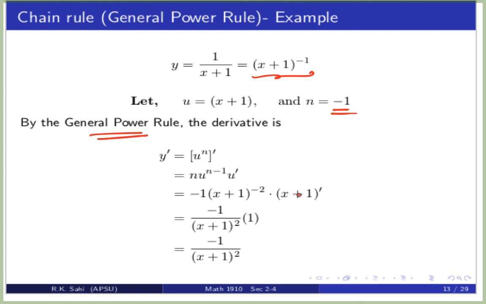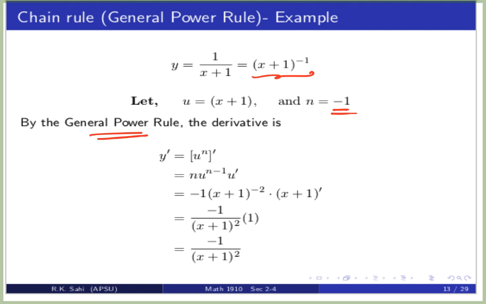Now clearly the differential of x plus 1 is what? A 1. And in the first expression, I can take the negative 2 and make it a positive exponent. So that means it will be minus 1 over x plus 1 the whole square. And just clean it up. So your final answer for y equals 1 over x plus 1, the derivative of that is negative 1 over x plus 1 the whole square.